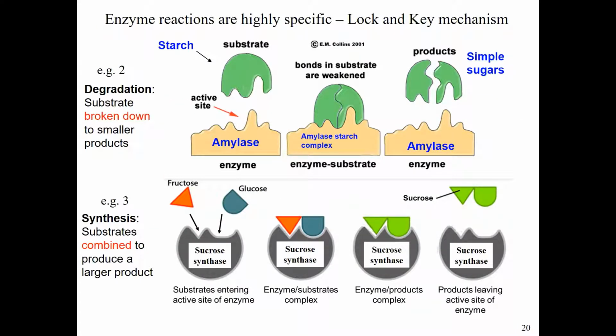Enzymes can degrade a product. They can break down substrates into smaller products. For example, amylase can break down starch into simple sugars. Enzymes can also synthesize products. They can combine a fructose and glucose into sucrose.